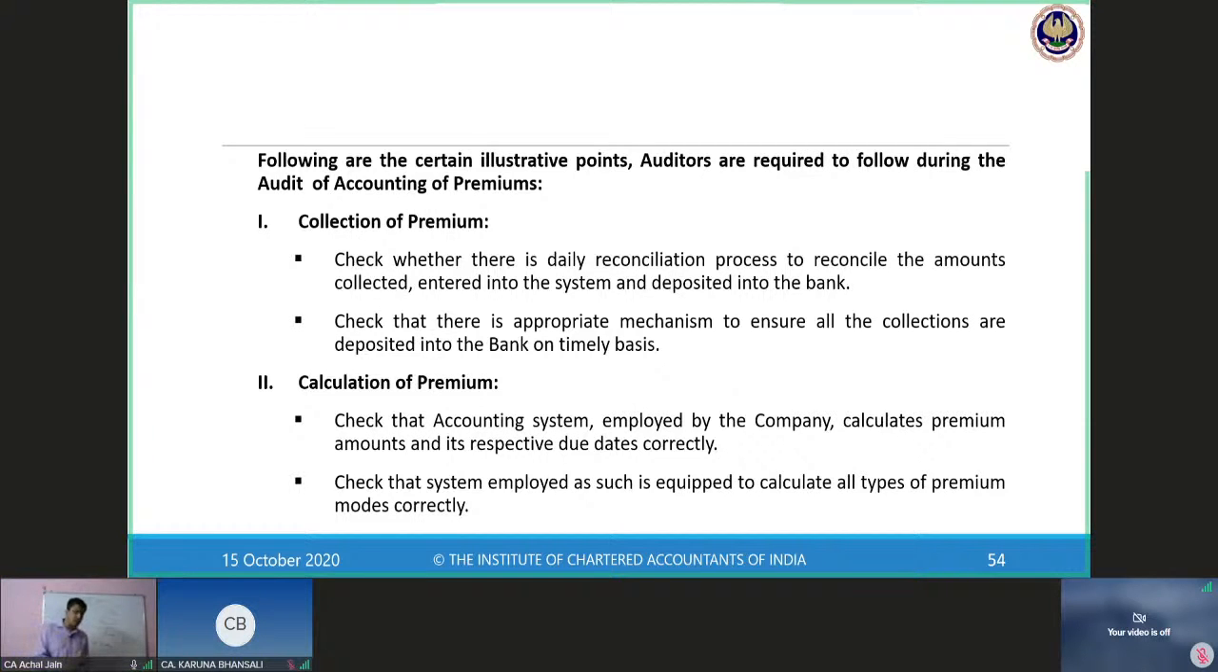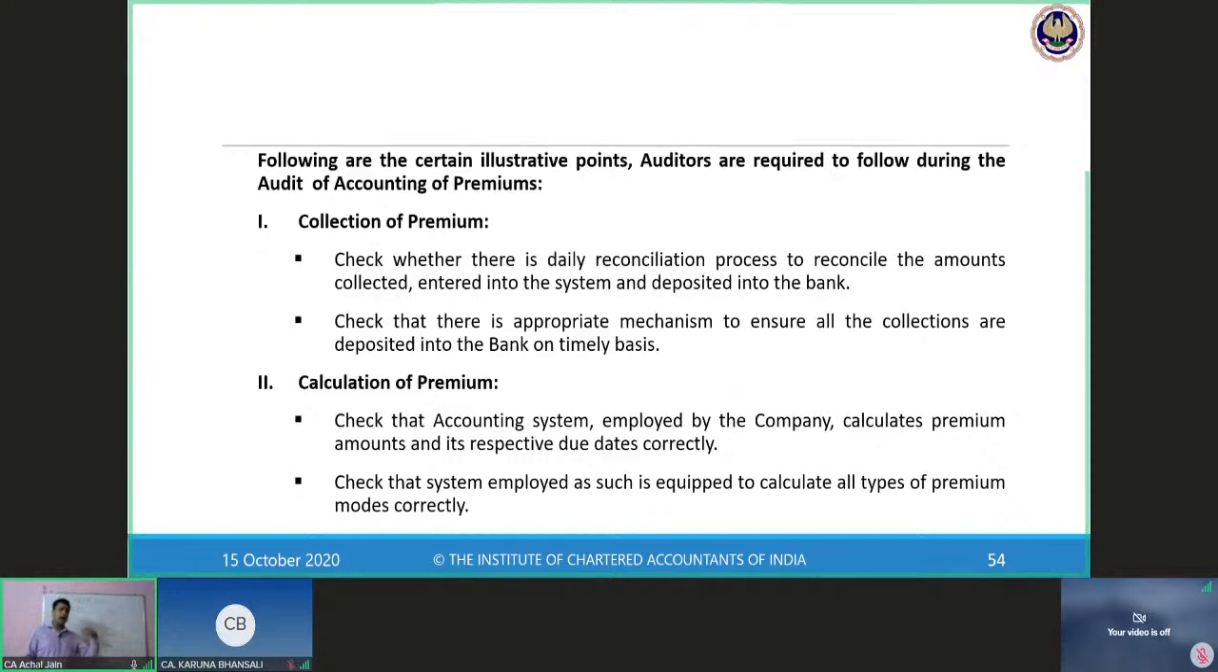For example, what has been the mortality rate? What has been the age groups of various customers which they have? What are the locations of the customers in terms of places where they stay? What are the activities into which they are involved in terms of the occupations?